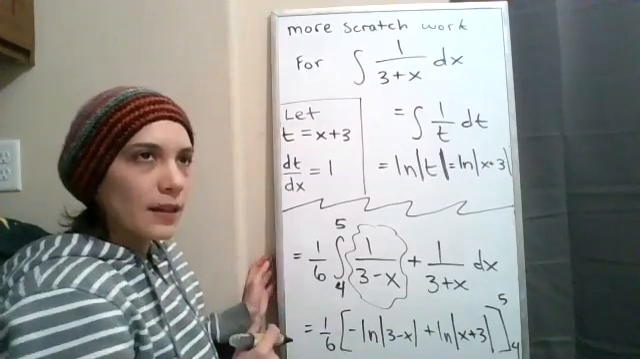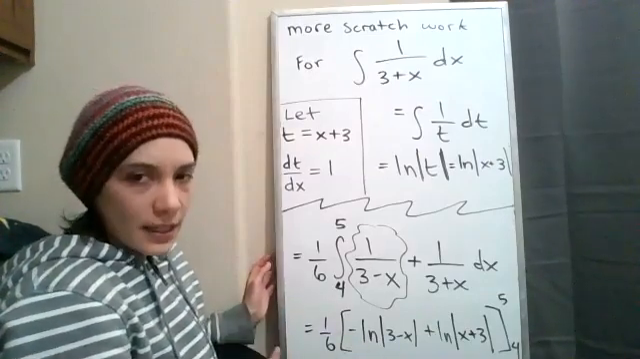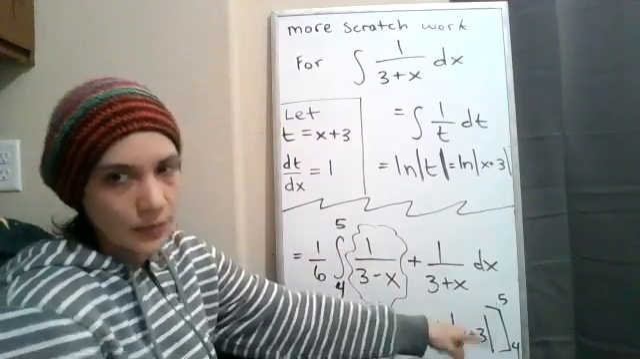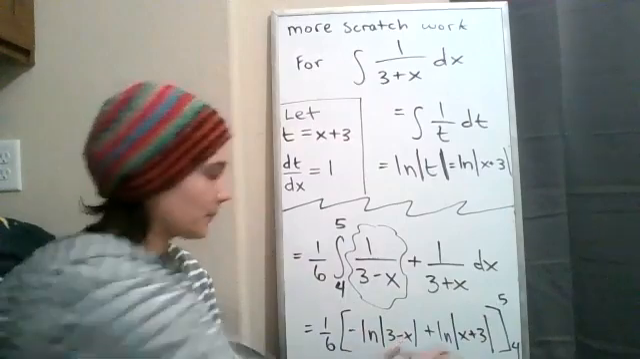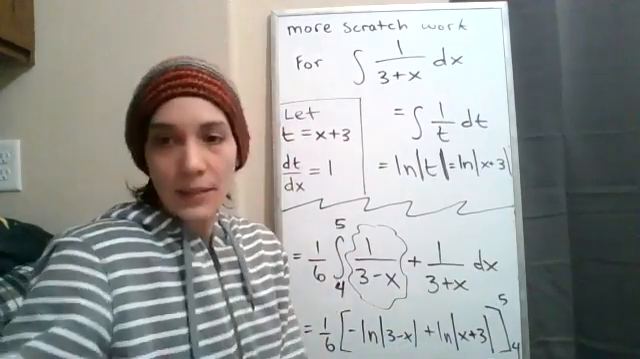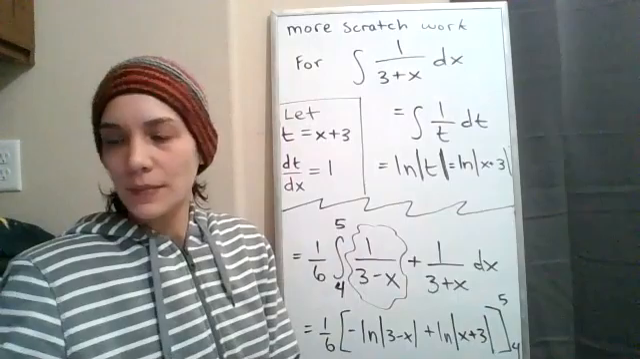Okay. I think we have everything ready to put in 5, and then we'll subtract, putting in 4, and simplify. Where are we on time? Good to go.